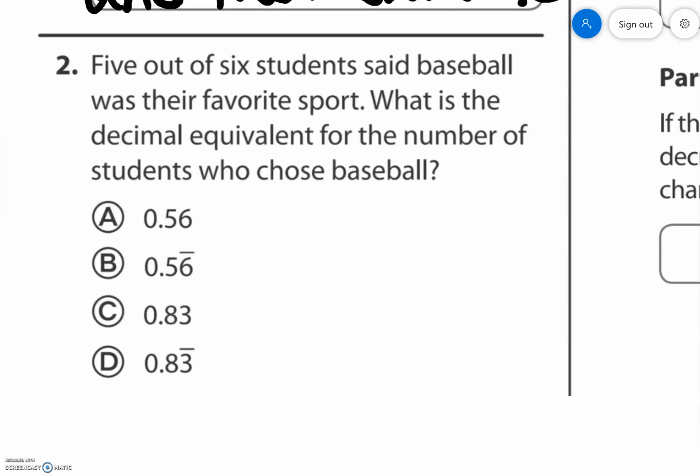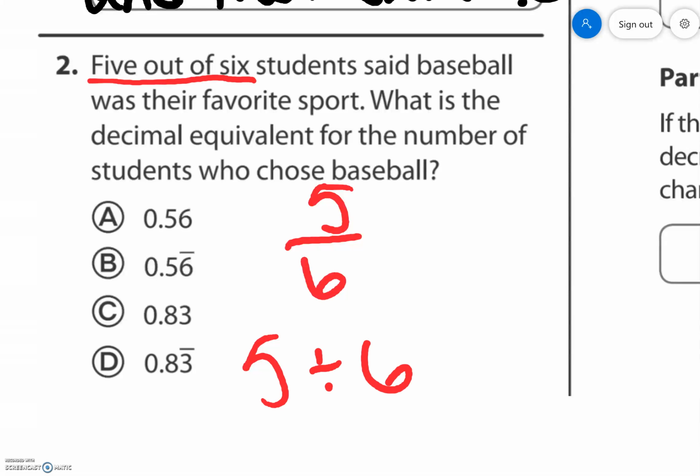Number 2. 5 out of 6 students said basketball is their favorite sport. What is the decimal equivalent for the number of students who chose basketball? So we do 5 out of 6, which is equivalent to 5 divided by 6. I put that in my calculator. And that gives me 0.8, 3 repeating. So remember, the line over the top means that it repeats.